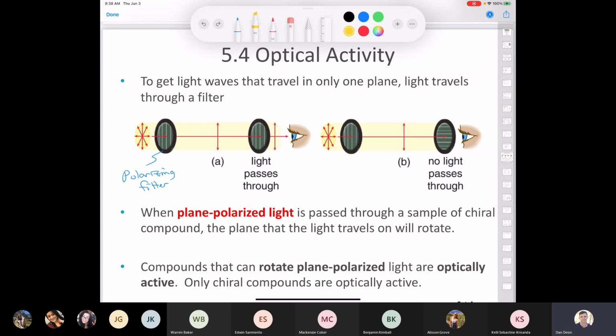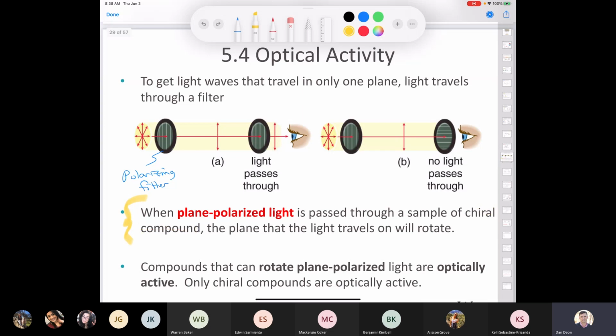So check this out. When plane polarized light is passed through a sample of a chiral compound, like one enantiomer, the plane of that light is going to rotate in one direction. And if you remember what I told you before I started recording this morning, one enantiomer is going to rotate the plane polarized light in one direction, and the other enantiomer will rotate it the exact same amount, but in the opposite direction. This is kind of cool when you think about it.